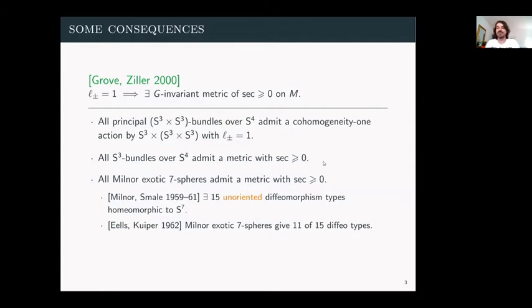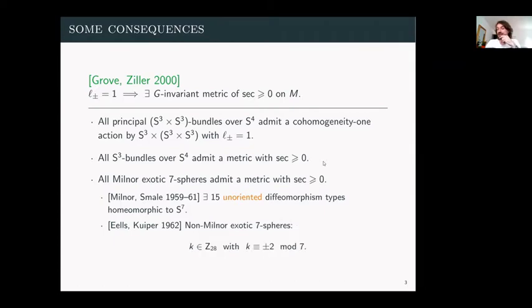A year after this classification was concluded, or this enumeration maybe was concluded, Eells and Kuiper were able to write down an invariant which classifies the exotic 7 spheres up to oriented diffeomorphism. And in particular, they showed that the Milnor exotic 7 spheres give 11 of these 15 diffeomorphism types. Okay, so then there are 4 exotic spheres, which at this stage after the work of Goette and Siller were unknown, or it was unknown whether they admit non-negative curvature or not.